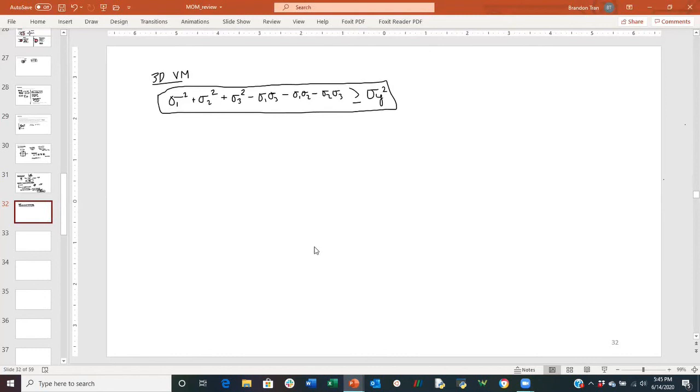And that's essentially it. So now we're pretty much done with everything for mechanics of materials.